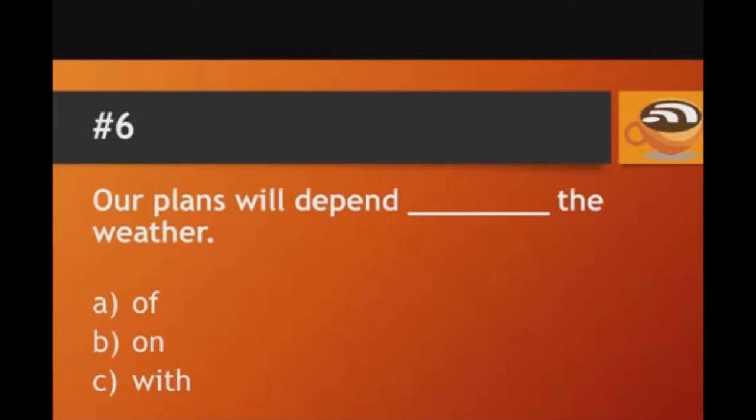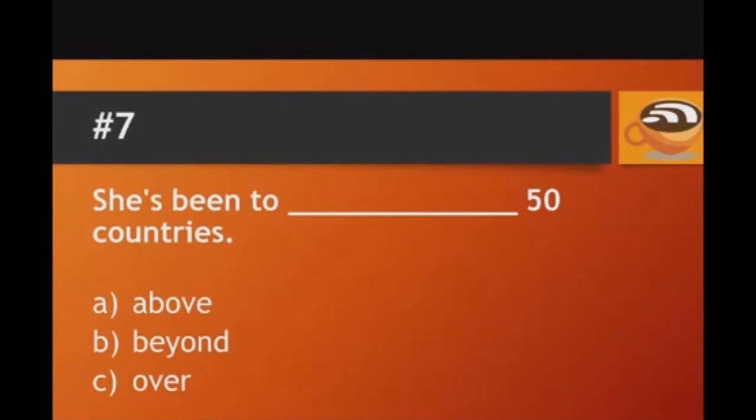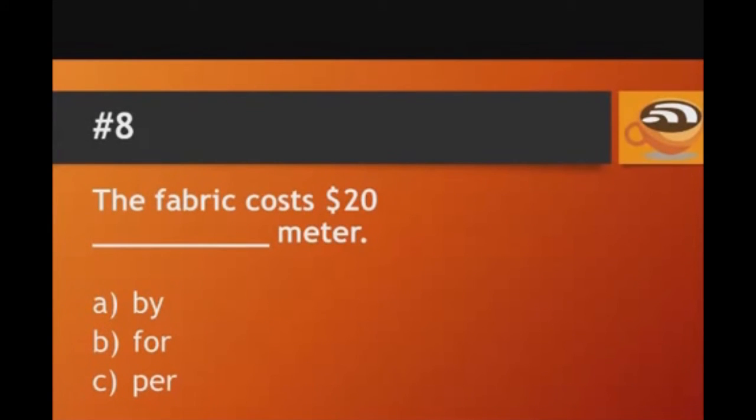Number 6. Our plans will depend of, on, or with the weather. The correct answer is on. Our plans will depend on the weather. Number 7. She's been to, above, beyond, or over 50 countries. The correct answer is over. She's been to over 50 countries. Number 8. The fabric costs $20 by, for, or per meter. The correct answer is per. The fabric costs $20 per meter.